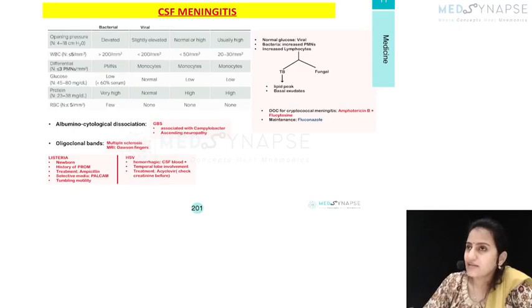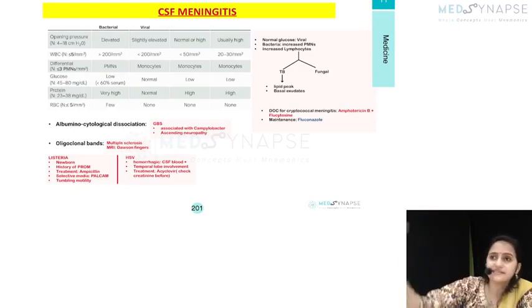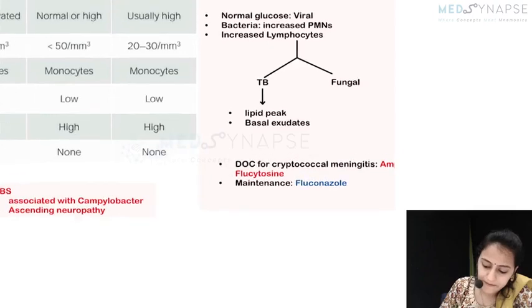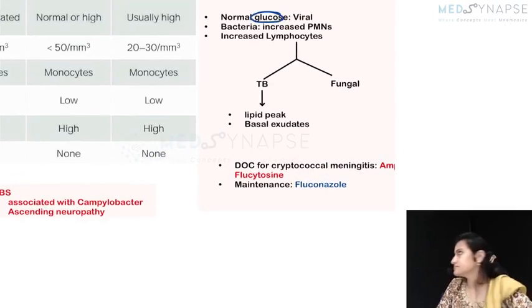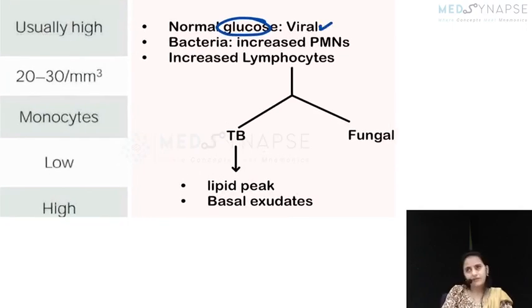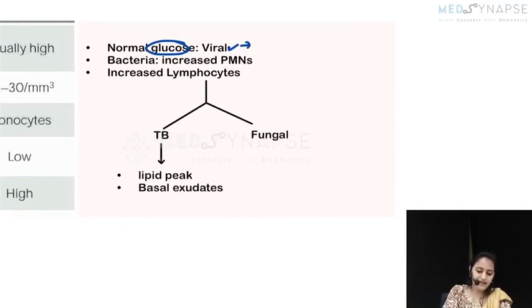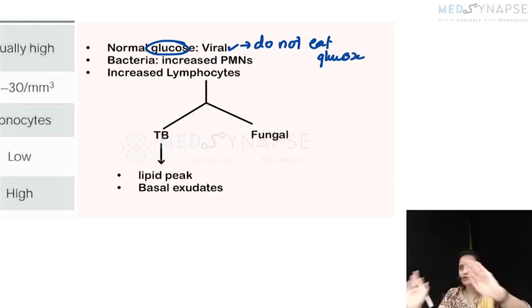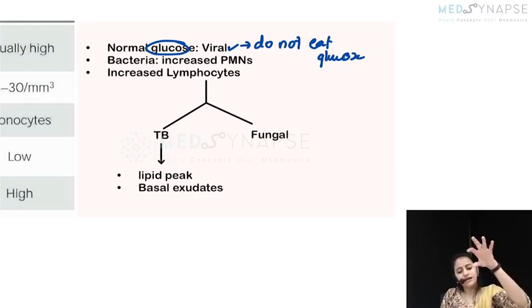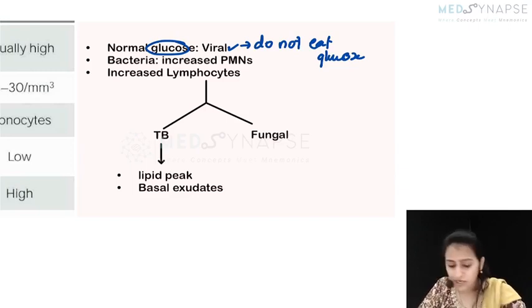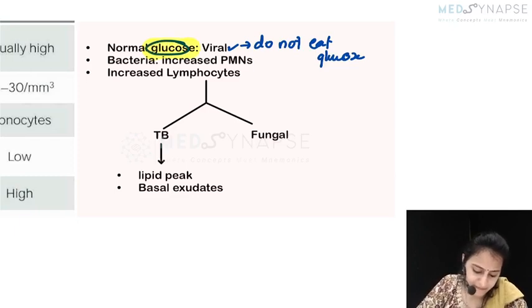What is the first thing I look for whenever I'm given a case of CSF? सबसे पहले क्या देखेंगे? Glucose. Because if I see normal glucose, it is going to be viral. Remember that viruses do not eat glucose. That's how you remember. So the CSF glucose will remain normal. Bacteria, fungi, they will eat the glucose and decrease the CSF glucose. So अगर normal glucose है, it's viral.